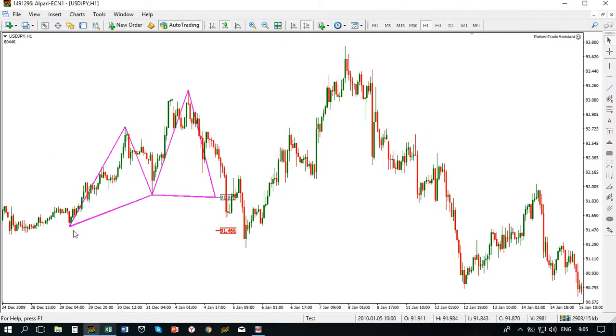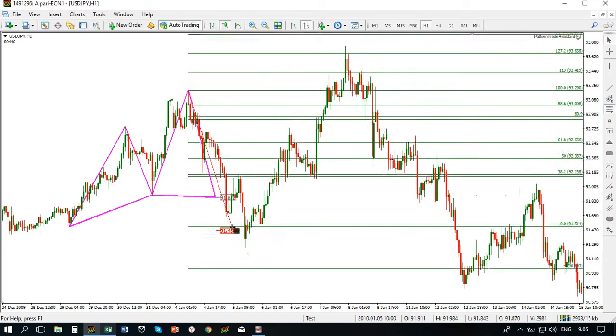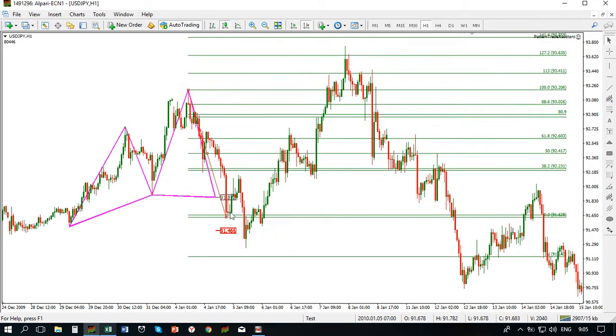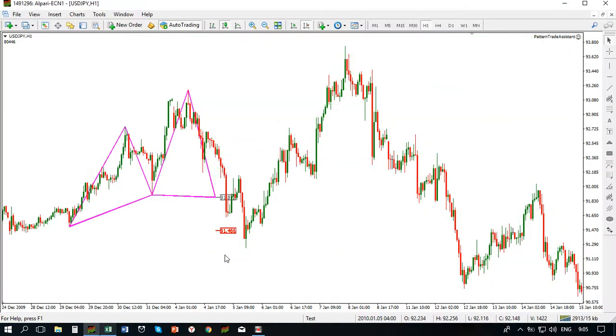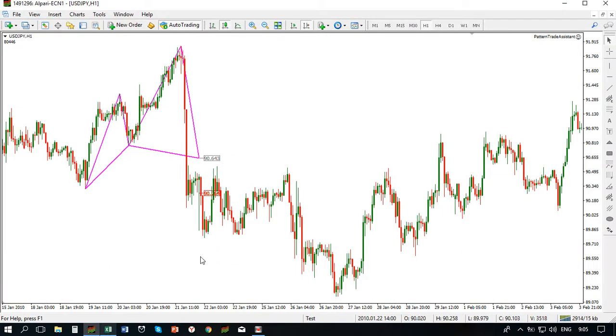Let's check this one. Two patterns coincide, two algorithms coincide, that's why we have them drawn twice. No offset hit, no break even, so we hit stop loss. Oh no, we hit stop loss. Oh no. Another stop loss here.